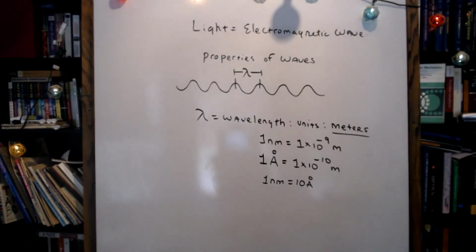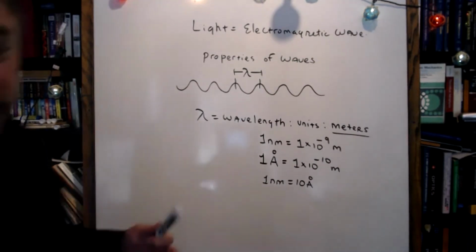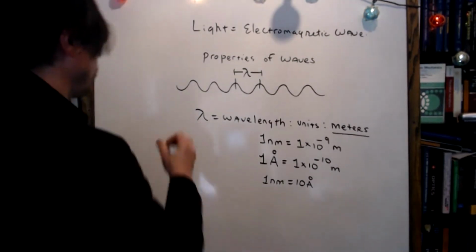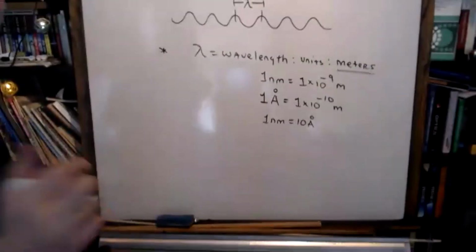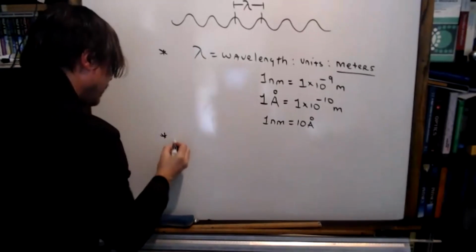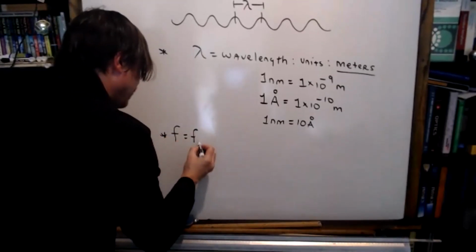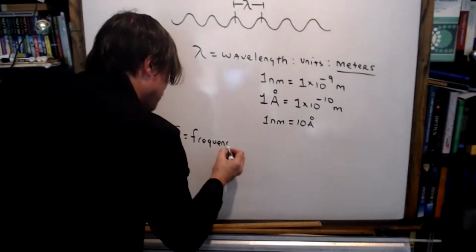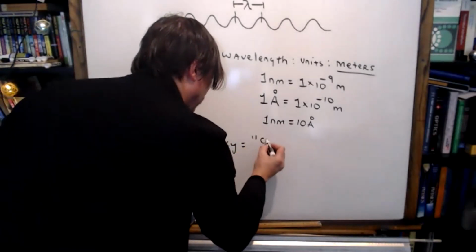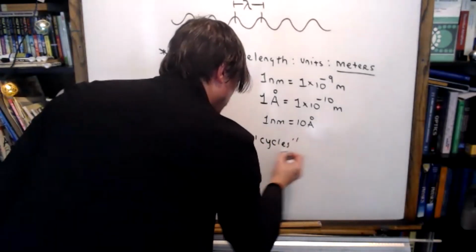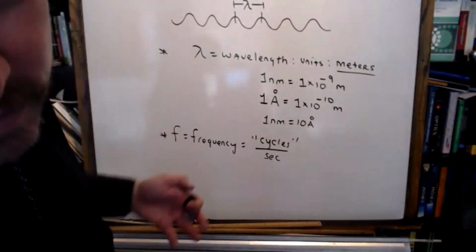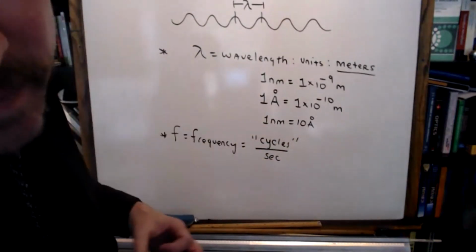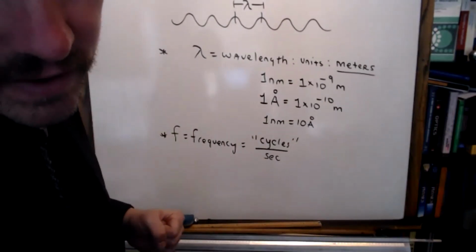Okay. Wavelength is one of the properties of a wave. So we'll put a star next to that. Another property of waves is the frequency. And f, the frequency, I told you before, is the number of cycles per second of your wave. This is all just kind of like a review of what we learned last time, but I'm gonna drill it in a little extra hard.